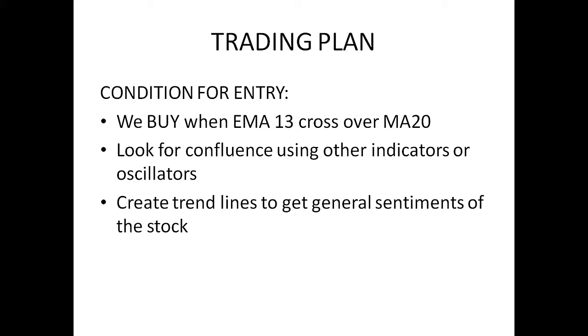Next, create trend lines to get the general sentiment of the stock, so we will be able to see whether it's a strong uptrend or a strong downtrend. Basically, we're looking at whether price action goes beyond those trend lines, and we see moving average 13 and 20 cross over it. So most likely we are looking at a shift from a long bearish trend into a potential reversal to the uptrend. Okay.